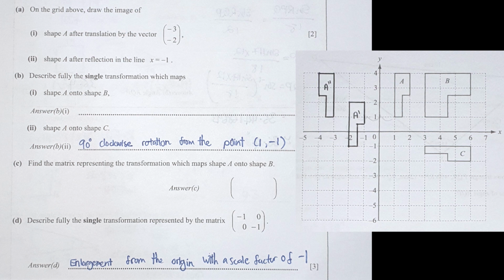Section B, part number 1, this has actually been removed from the syllabus. This is called series, so I won't be covering this. However, for part 2, shape A to shape C, this is actually a clockwise 90-degree rotation from the point 1, -1. Section C is the 2 times 2 matrix. This was removed as well. As for part D, this is actually an enlargement from the origin with a scale factor of -1.